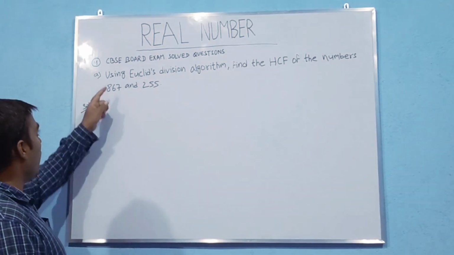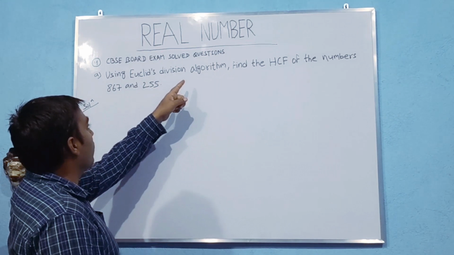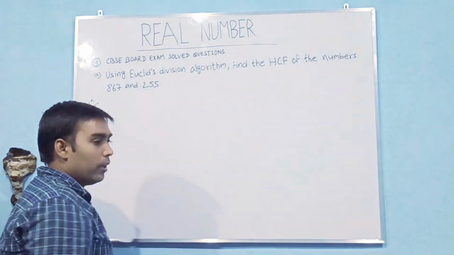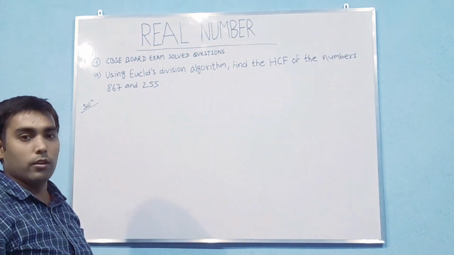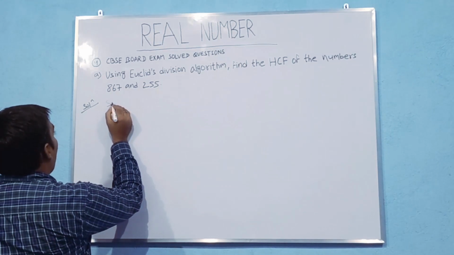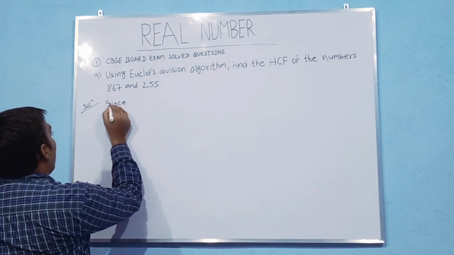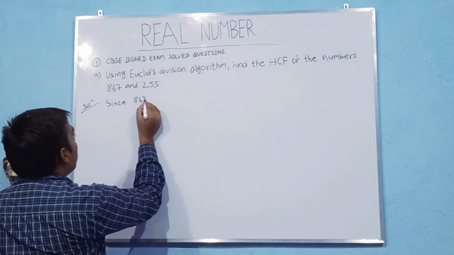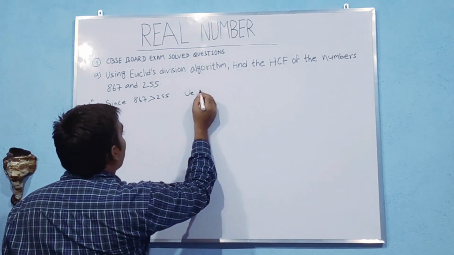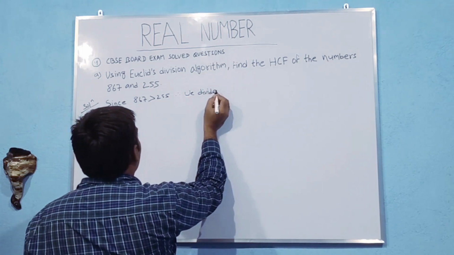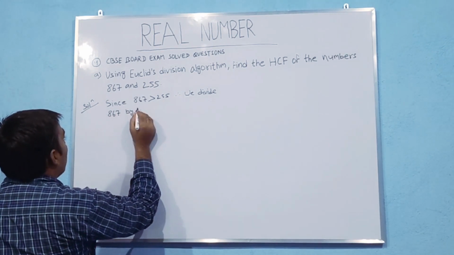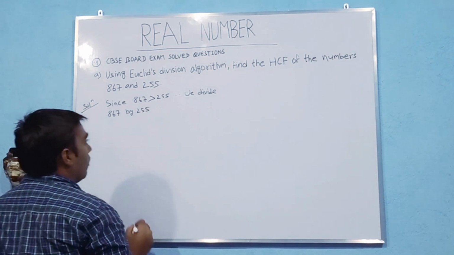Let us start question. Using Euclid division algorithm, find the HCF of the numbers 867 and 255. We already see what is Euclid division algorithm and what is Euclid division lemma. Let us start. Since 867 is greater than 255, therefore we divide 867 by 255. Let us do that.